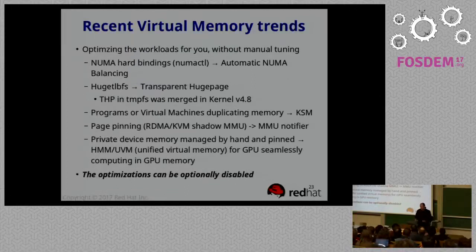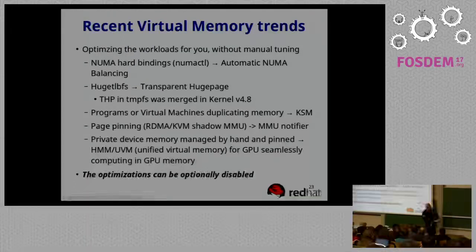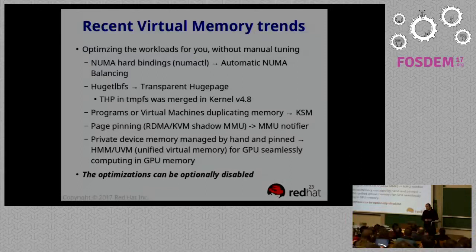So many of the things which happened recently, like NUMA, automatic NUMA balancing, transparent Hugepages, KSM, and even something for GPU called HMM, heterogeneous memory management, which effectively allows to compute in the GPU memory without having to invoke anything in the driver of the GPU. So the Linux kernel is able to move transparently the memory from the main memory of the computer to the GPU memory, which is much faster, of course, transparently. You just compute on the memory.